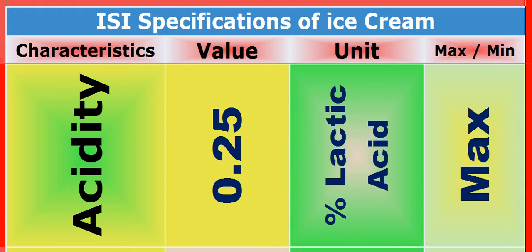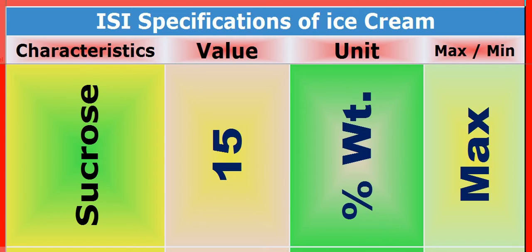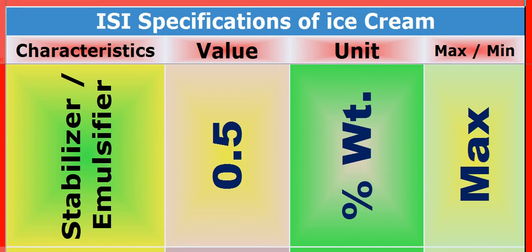Maximum acidity of ice cream equal to 0.25% lactic acid. Maximum sucrose of ice cream equal to 15% weight. Maximum stabilizer or emulsifier of ice cream equal to 0.5% weight.